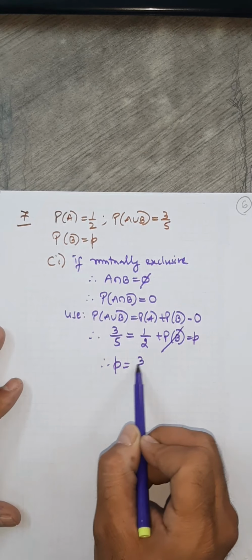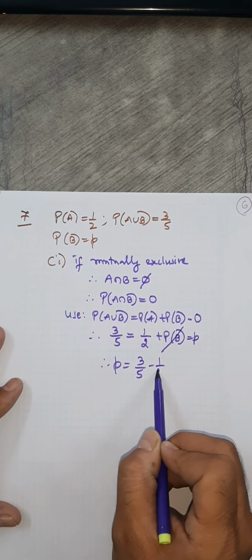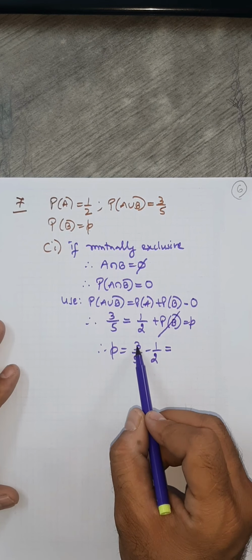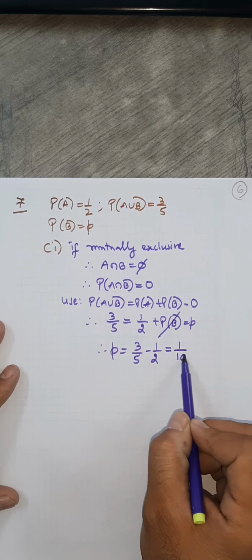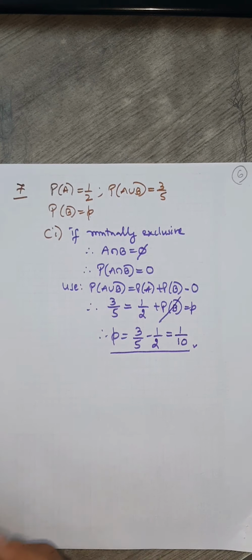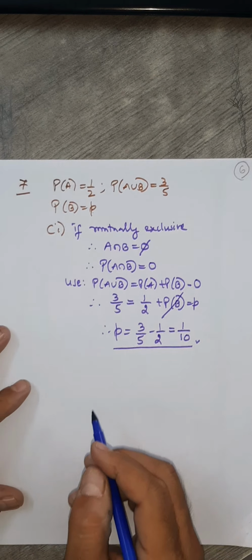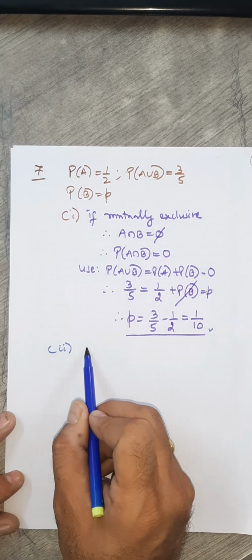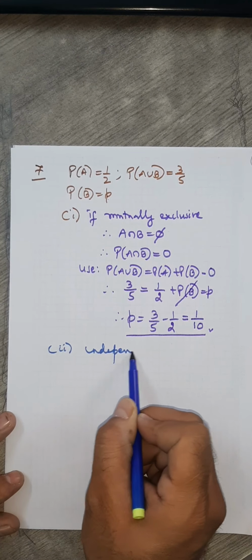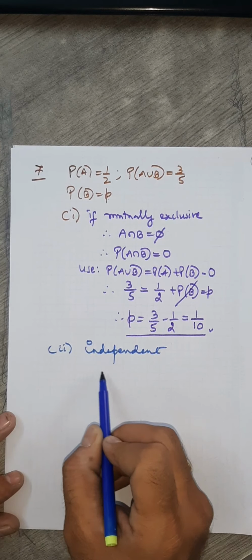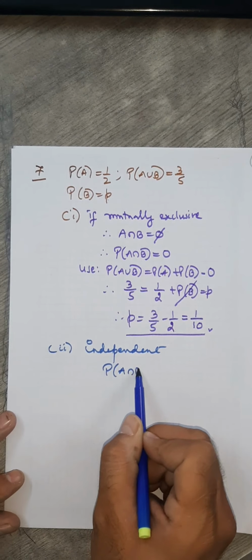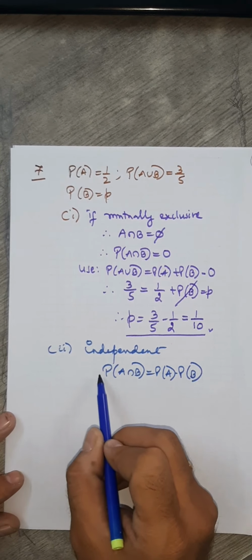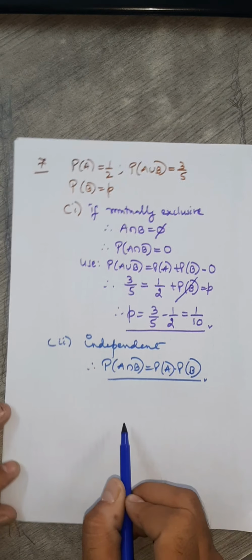So small p equals 3 by 5 minus 1 by 2. So how much will we get? Here 6 minus 5, which is 1 upon 10. So small p is 1 by 10. What is the second sub question? Independent events. If events are independent, intersection becomes product. So whenever you have intersection, just write P of A into P of B. Therefore, you have this information.